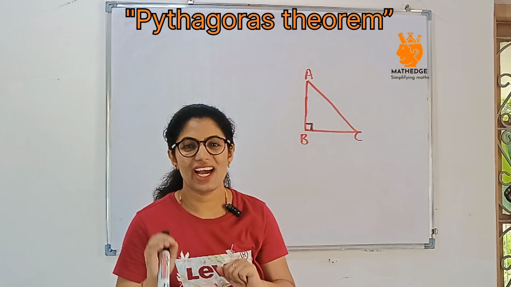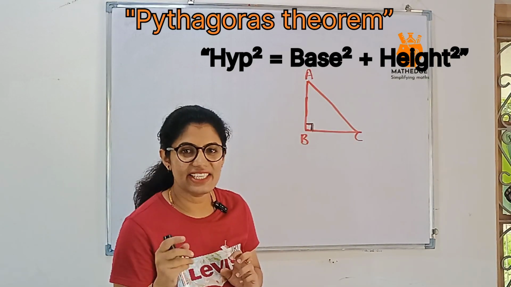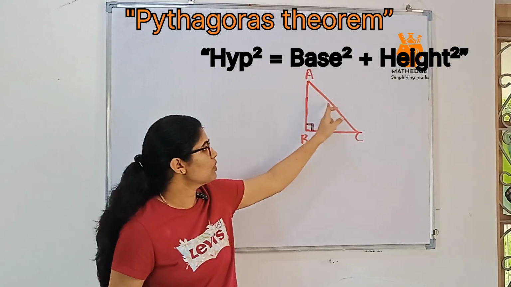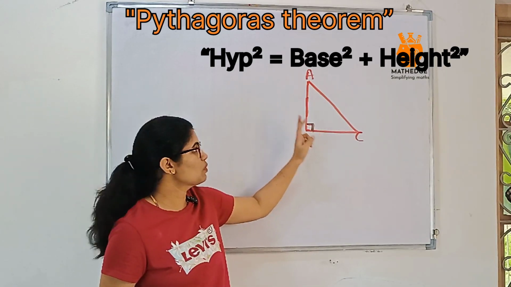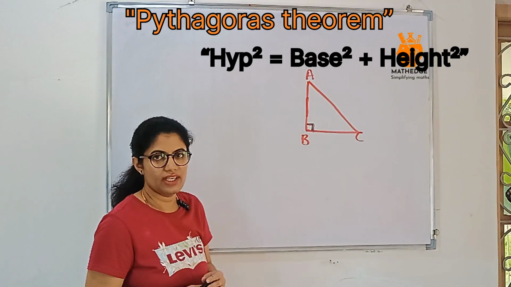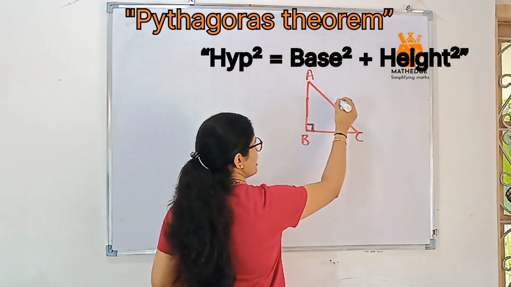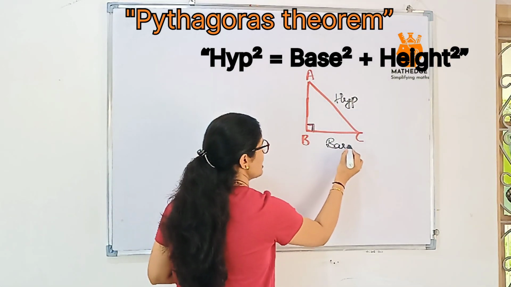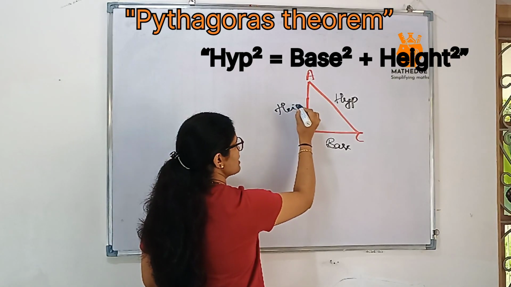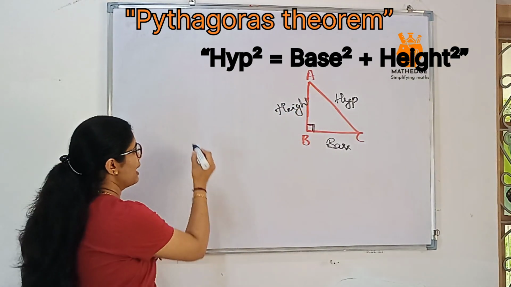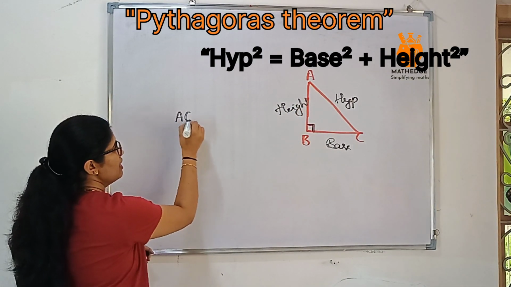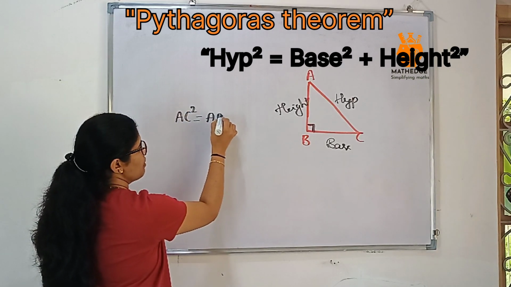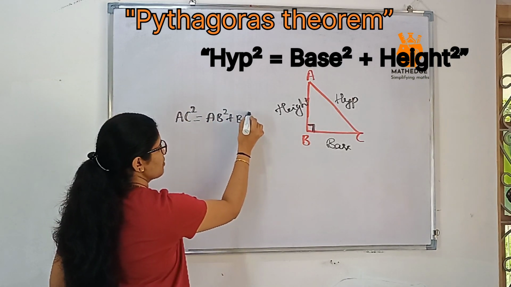Now comes the superstar Pythagoras theorem. If you have a right angle triangle, we can write hypotenuse square is equal to base square plus height square. Here this side we will call hypotenuse, this we will call base, and this we will call height. So hypotenuse square means here we have AC square is equal to AB square plus BC square.